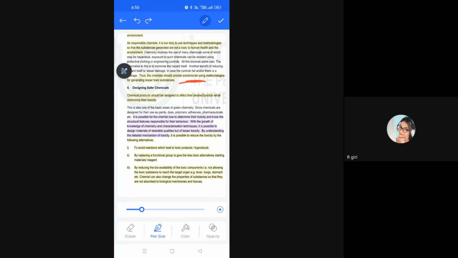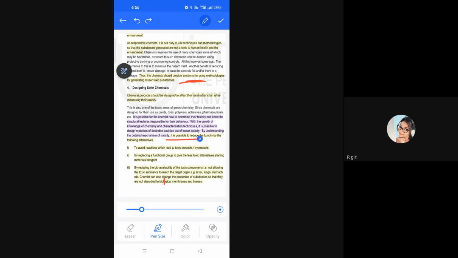Next one is the fourth one, design safer chemicals. Chemical products should be designed to affect their desired function while minimizing their toxicity. That means suppose a chemical is toxic because of a particular functional group. Suppose one functional group is present in the molecule so that it behaves as toxic. So if we change the functional group without affecting the original function, then the toxicity or the hazardous effect will decrease for these chemicals.